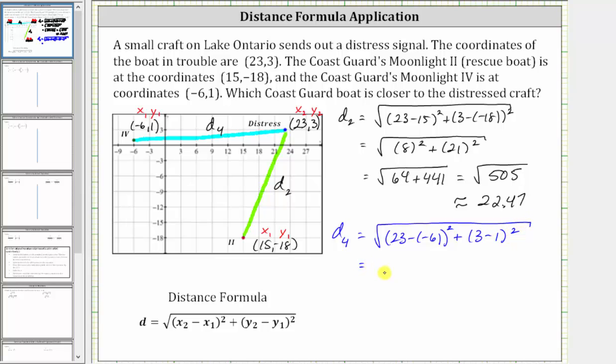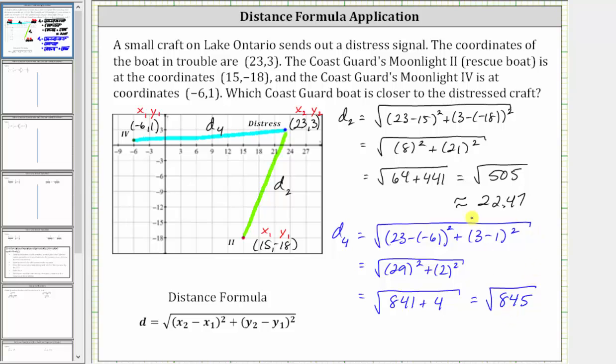Simplifying, 23 minus -6 becomes 23 plus 6, or 29, giving us 29 squared. And then plus 3 minus 1 is 2, giving us plus 2 squared. 29 squared is equal to 841. 2 squared is equal to 4. D sub 4 is equal to the square root of 845.